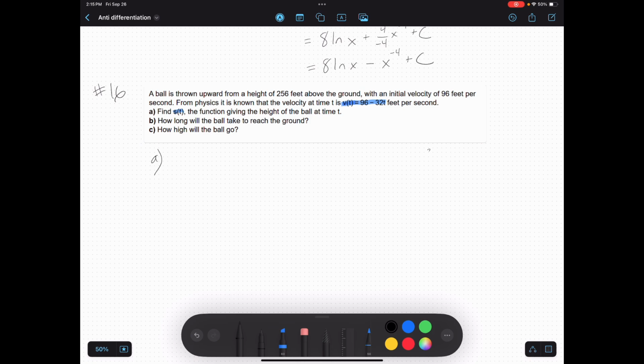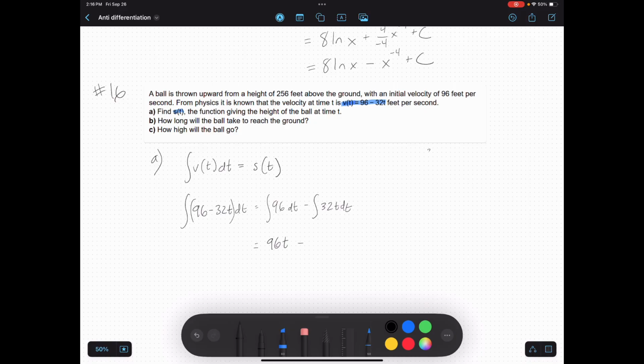Well, from what we learned about in our concept video, because velocity is the derivative of position, position is the antiderivative of velocity. So that's what I'm going to do, is I'm just going to find the antiderivative of my velocity function. The antiderivative of this 96 minus 32t. Well, using my antiderivative rules, I can split this up into 2 different antiderivatives. The 96 is just a constant, so that just becomes 96t as my antiderivative.